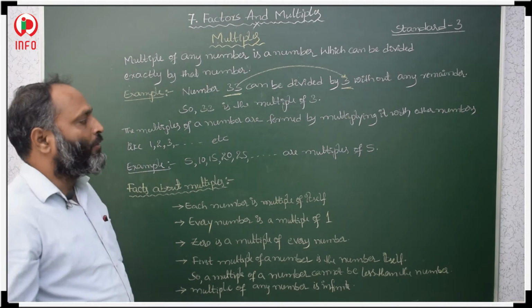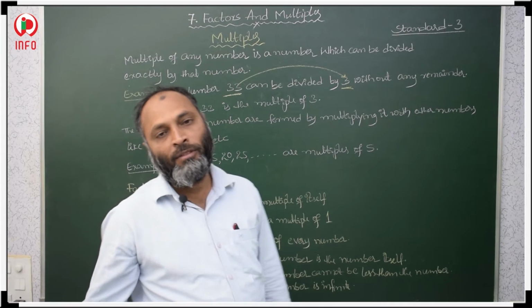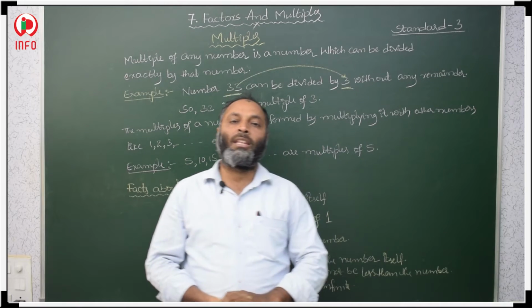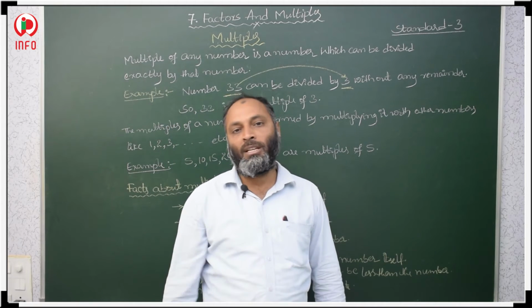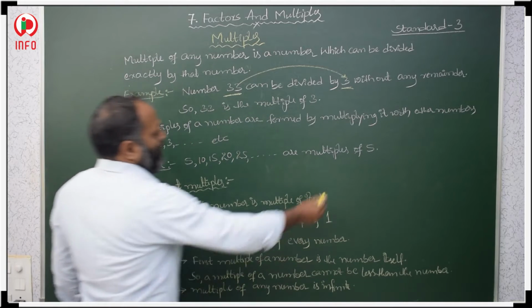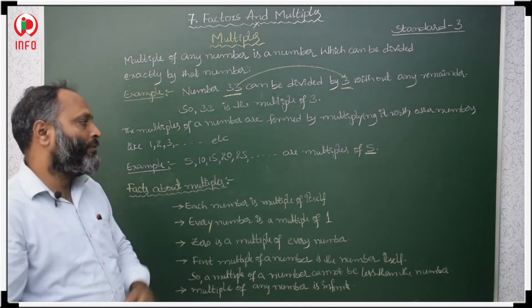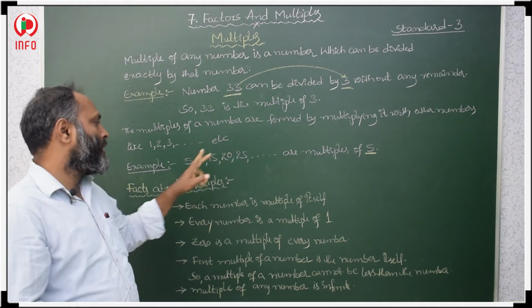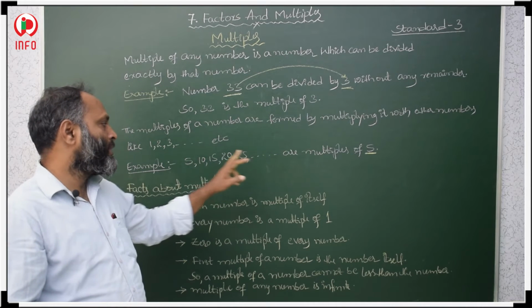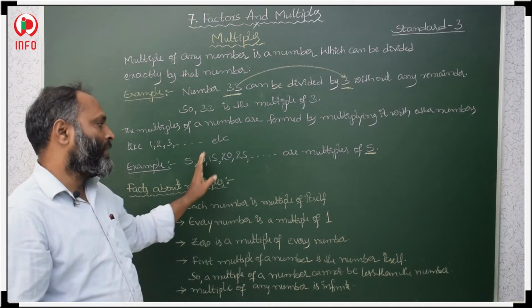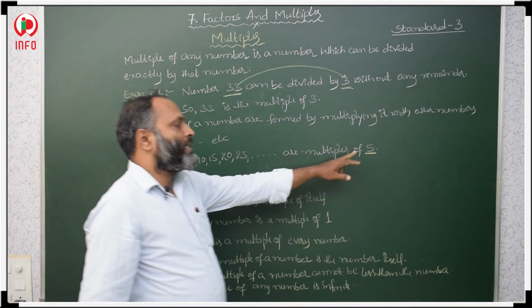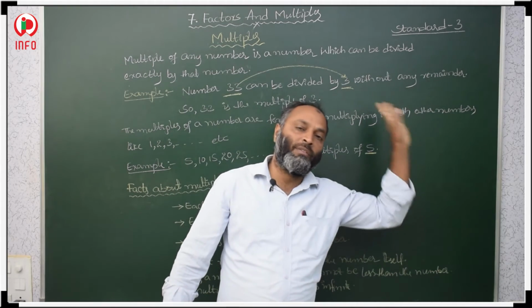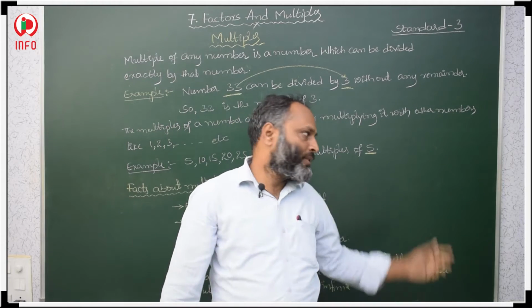How do we form multiples of a number? If you multiply the number with 1, 2, 3, 4, 5, 6, 7, 8, and so on, you get its multiples. For example, for 5: 5 ones are 5, 5 twos are 10, 5 threes are 15, 5 fours are 20, 5 fives are 25, 5 sixes are 30, 5 sevens are 35. If this number is multiplied with 1, 2, 3, and so on infinitely, you get the multiples of 5.